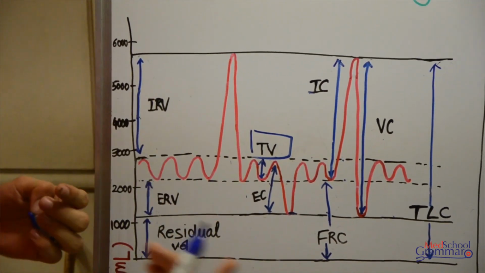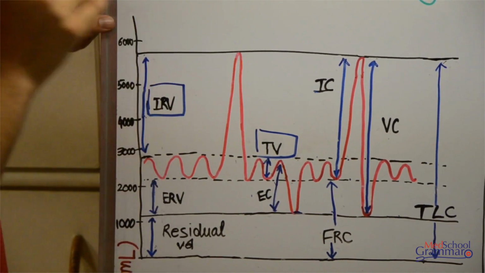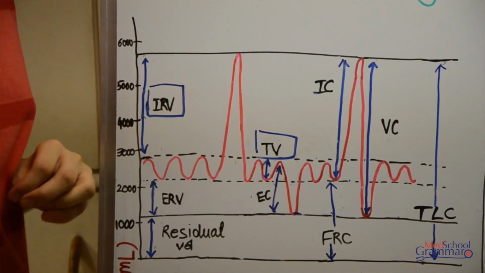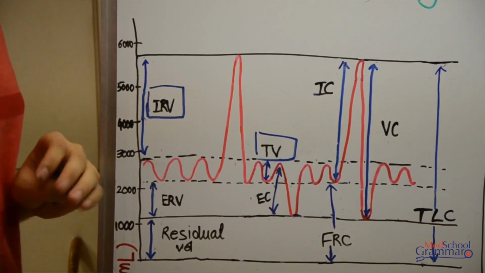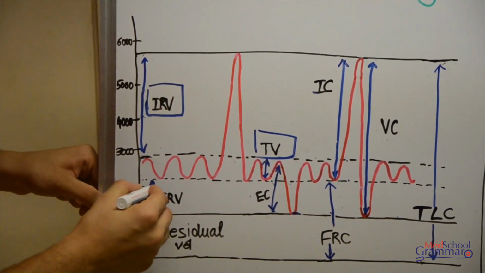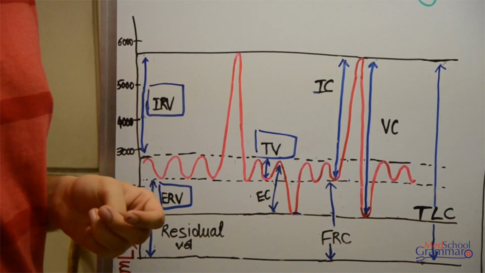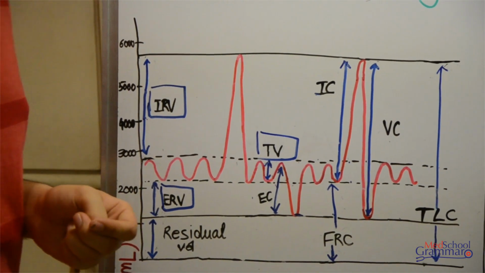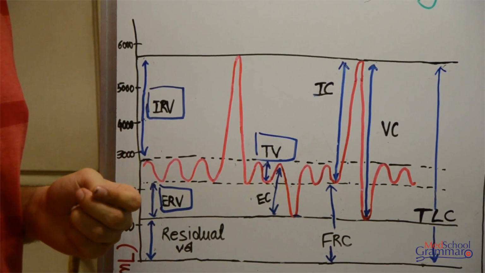Okay. The next volume that we measure is the inspiratory reserve volume. The inspiratory reserve volume is the amount of air that you breathe in over and above the normal inspiration. Its value is approximately 3 liters. The third volume that we measure is the expiratory reserve volume. Just like inspiratory reserve volume, it is the amount of air that you expire after normal expiration. Its normal value is approximately 1.1 liters.